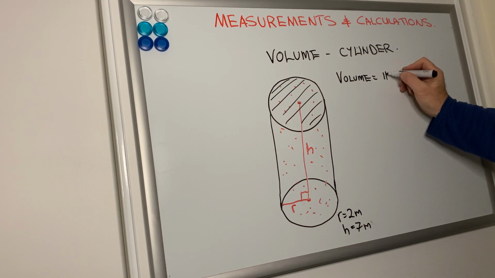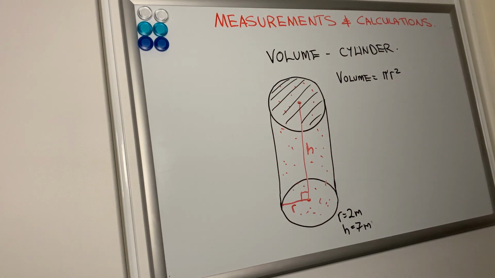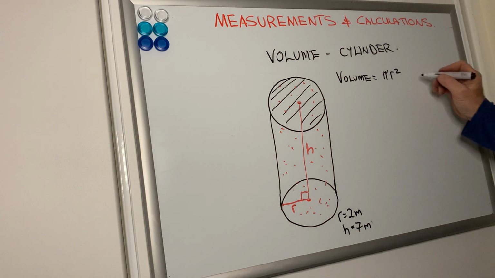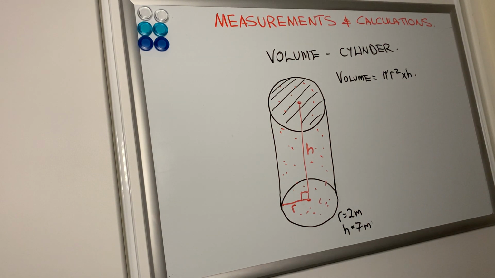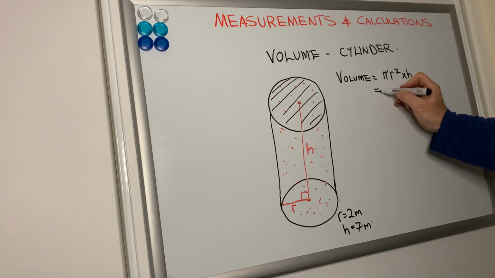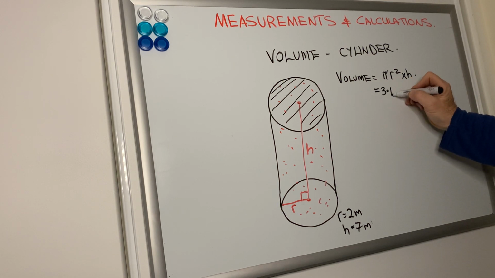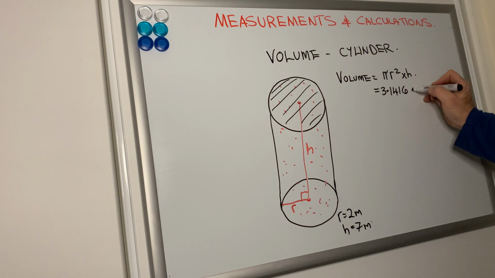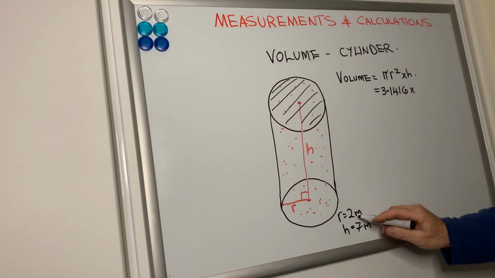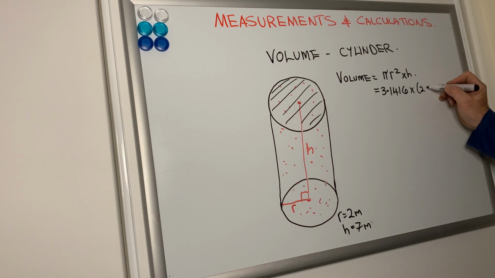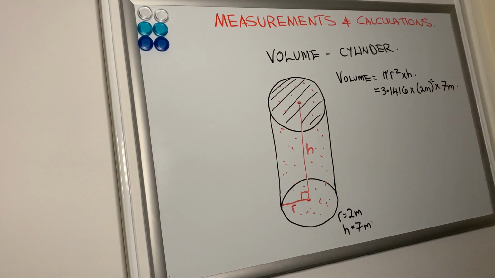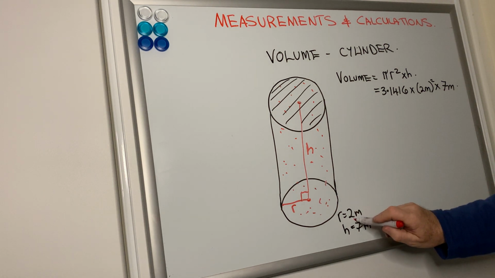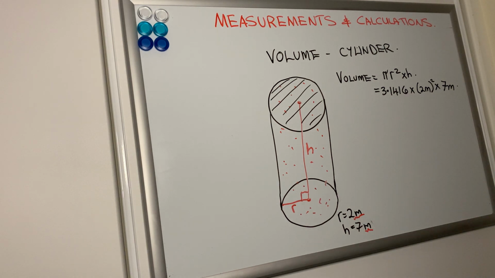So we can now say that the volume is equal to pi r squared, which in fact is actually the surface area of the circle, times our height. Okay, so that's equal to pi 3.1416 times r squared, we know is 2, so it's going to be 2m squared, times our height, which we know is 7 meters. And again, the units are exactly the same, meters and meters.